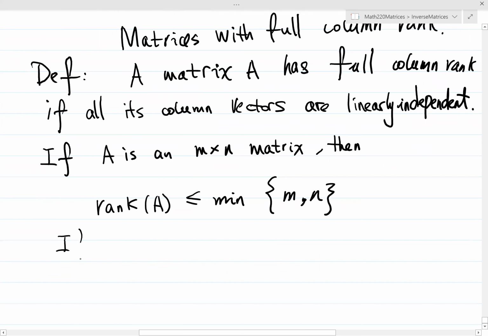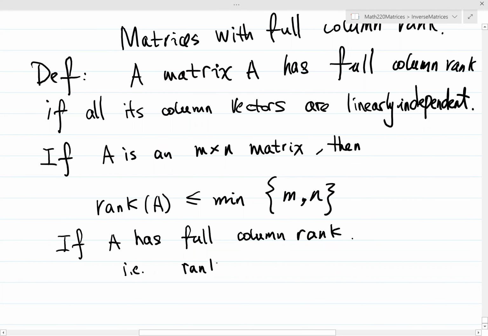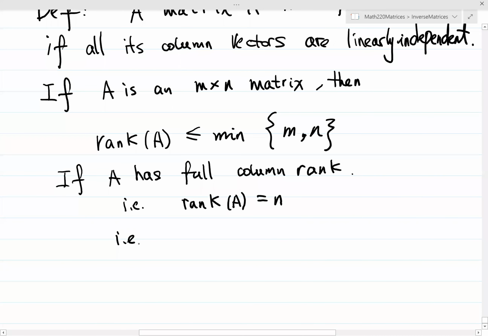Okay, if A has full column rank, i.e., rank A equals n, the minimum of m and n should be greater than or equal to n. Now this means m should be greater than or equal to n. If m is smaller than n, the minimum is smaller than n.